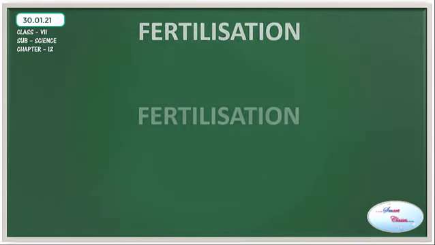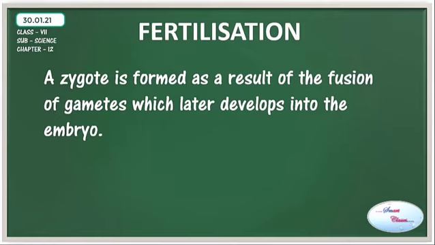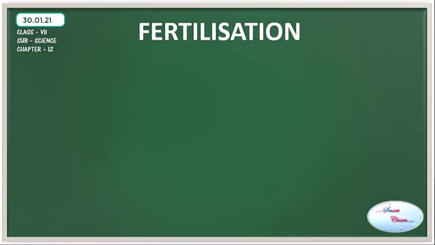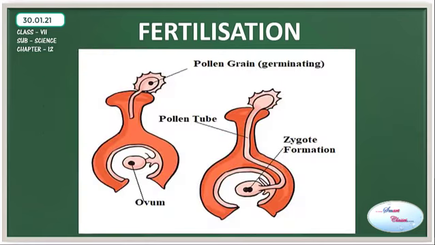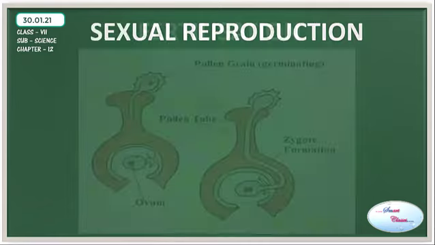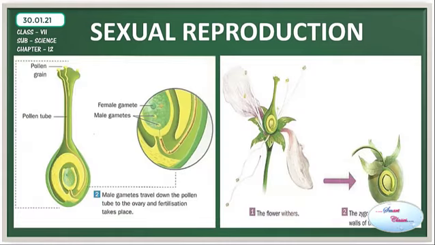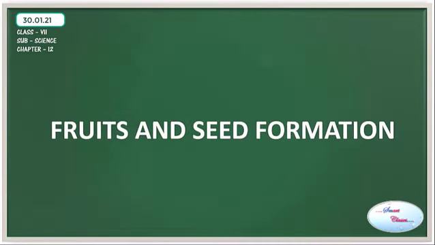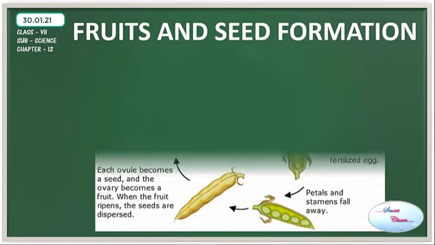Now let's study fertilization. Male and female gametes fuse to form a zygote. A zygote is formed as a result of the fusion of gametes, which later develops into the embryo. Fruits and seeds are formed post-fertilization. Ripened ovary goes on to become a fruit. Ovules give rise to seeds which contain the embryo in a protective covering. And now we have covered sexual reproduction as well. Let's study fruits and seed formation.